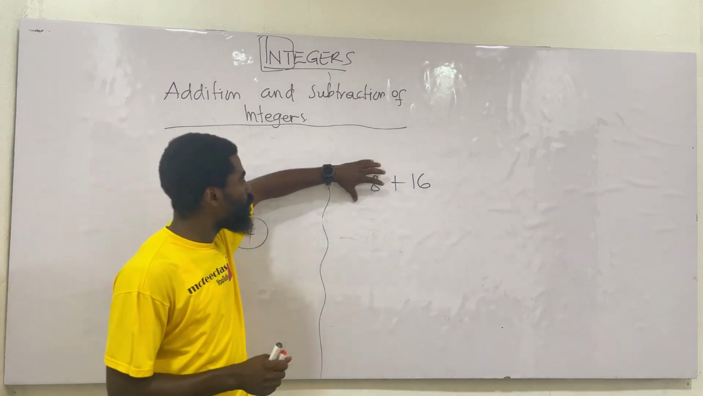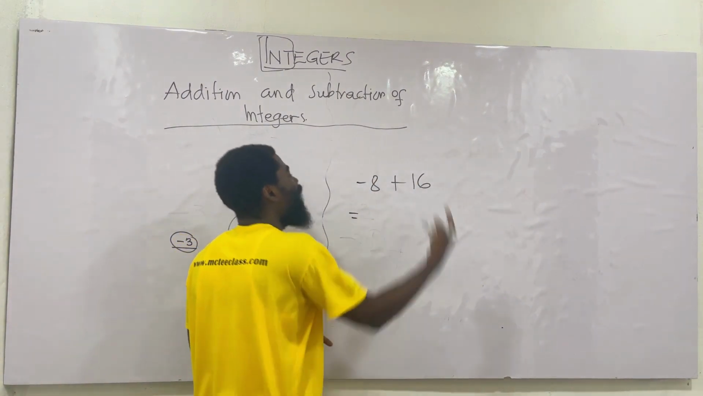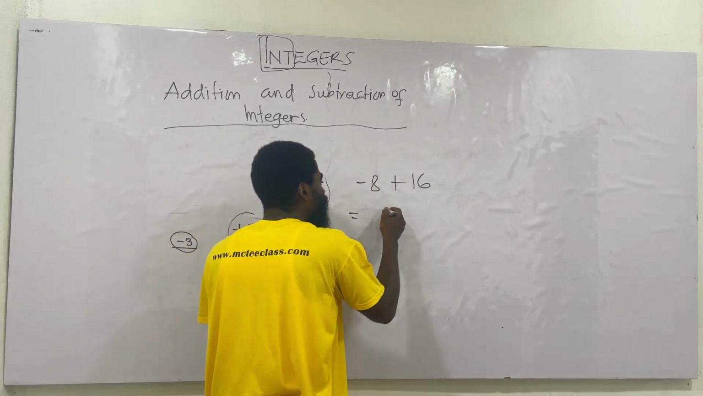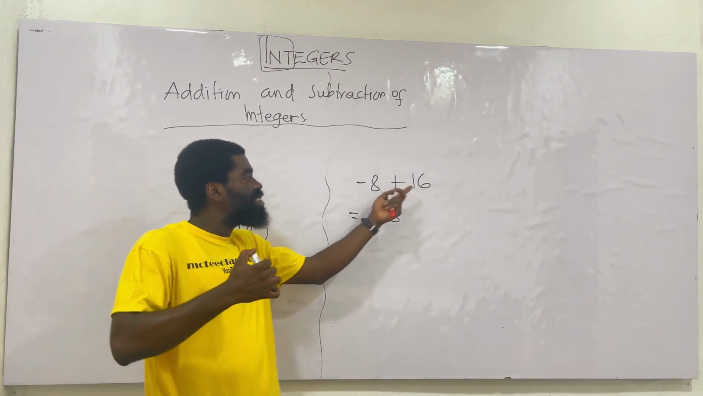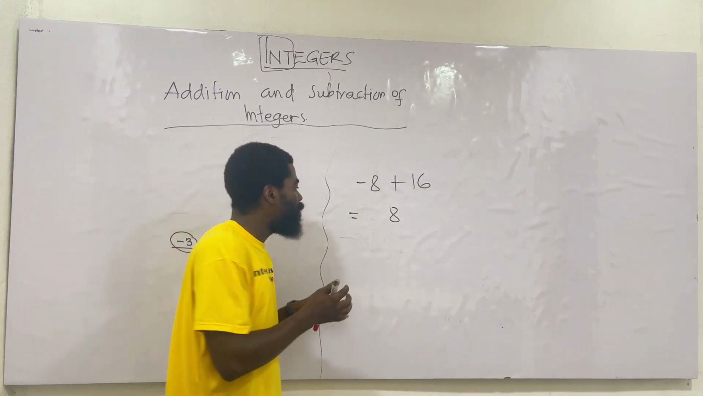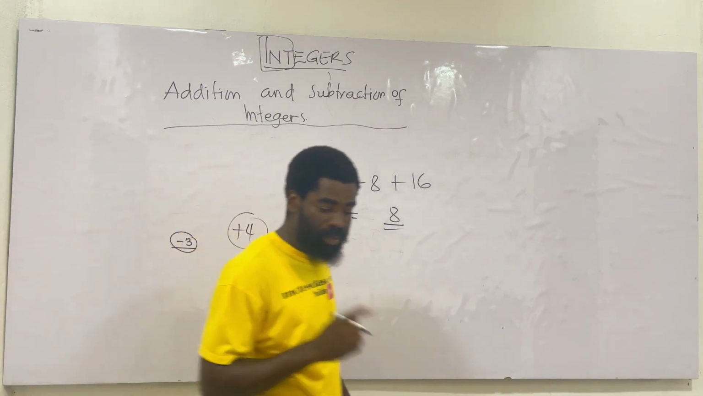This means you owe 8 and you have 16. So if you pay, you'll be left with 8. I owe you 8, but I have 16 in my office. So when I pay you, I'm left with 8. I hope you understand what I'm saying here. Very important.